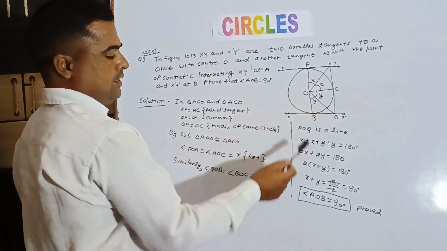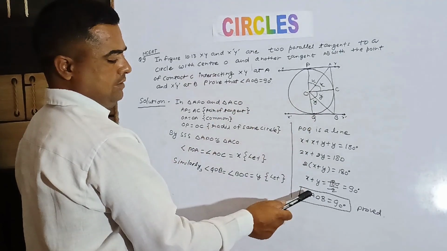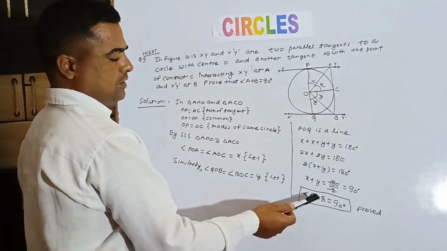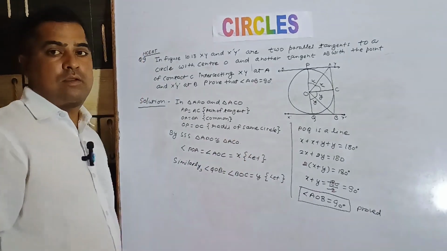We can write AOB in the place of x plus y. So we are putting the value of x plus y as AOB. AOB is equal to 90 degrees.